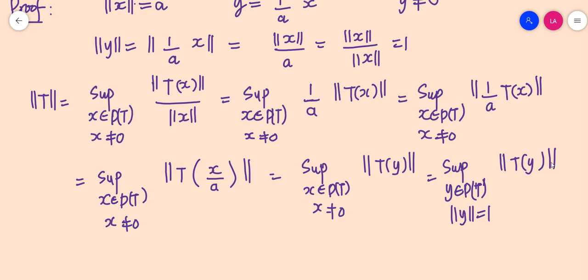So instead of y, if we replace y by x, because this definition is independent of its variable, the supremum over x an element of D(T), norm x equal to 1, of the norm of T x is equal to norm T, which is what we have to prove. So the first part is proved.